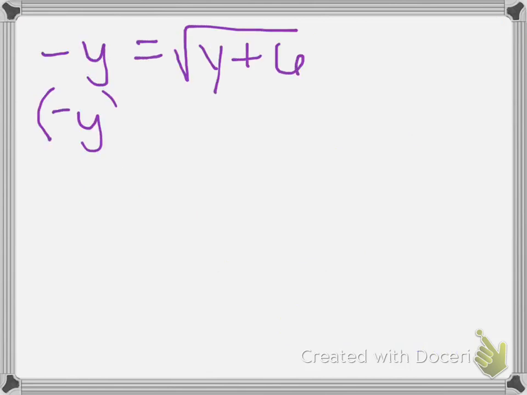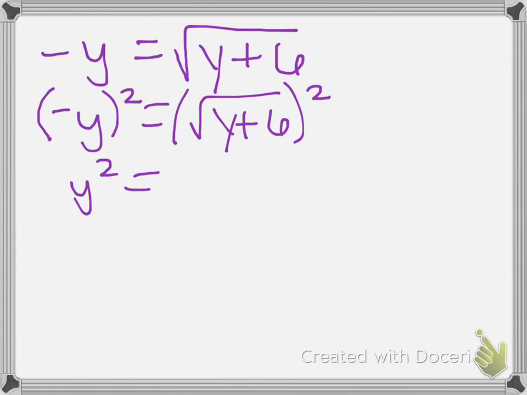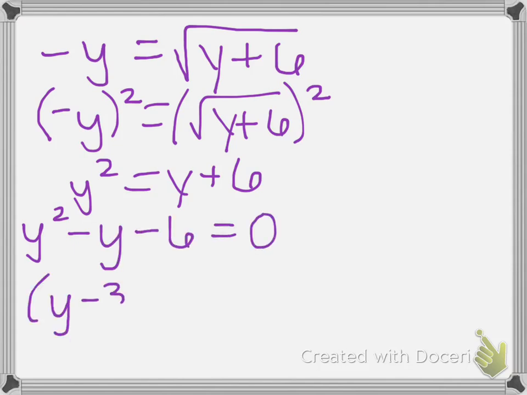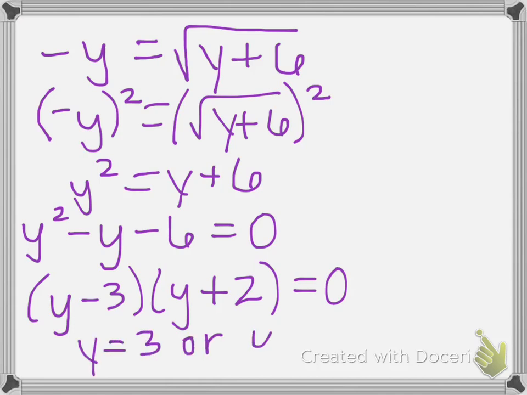What if I give you negative y equals the square root of y plus 6? We're going to square both sides. So we're going to get y squared equals y plus 6. We'll do the same thing. Subtract it from both sides so we can factor it. And then we'll get y minus 3, y plus 2 equals 0. So our solutions will be y equals 3 or y equals negative 2. So now we'll plug those back in to see if they're extraneous or not.